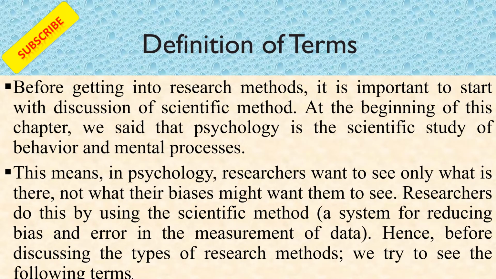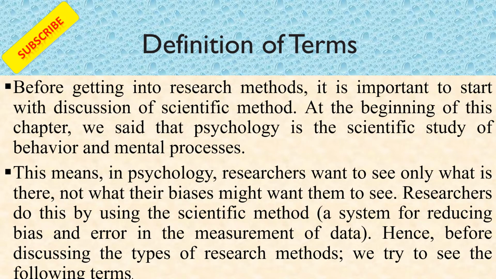So, the definition of terms. Before we get into this lesson, it is important for us to discuss what we mean by scientific method. If you remember what we discussed in the earlier video, the part 1 video of this tutorial, we defined psychology as the scientific study of behavior and mental processes. This means that in psychology, researchers want to see only what is there and not what their biases inform them. And researchers do this by using the scientific method.